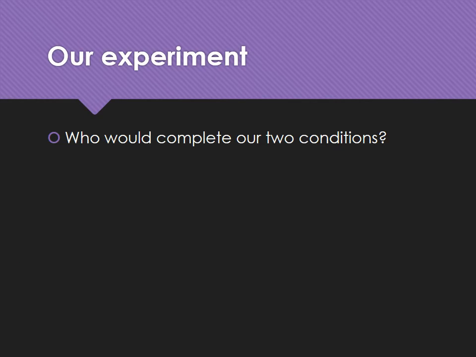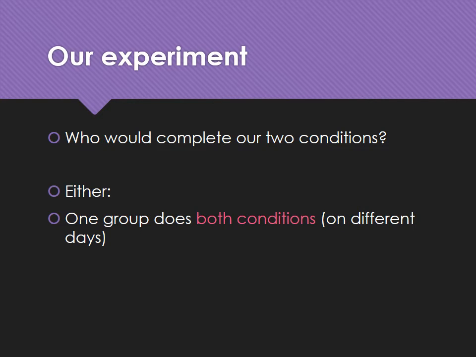So look at our experiment again. Who would we be getting to complete our 2 conditions? We've got one condition drinking water, one condition drinking coffee. Now there are a couple of main ways we could be doing this. Either we have one group of people doing both conditions on different days. So we have one group of people who on one day will drink the coffee and record how long they sleep, and the next day they'll drink the water and we record again how long they sleep.